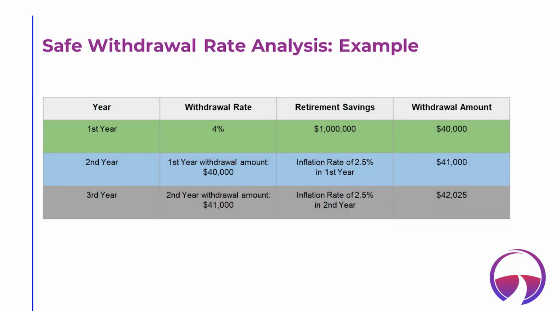In the first year, spending 4% of a $1 million retirement portfolio, you could initially withdraw $40,000. In the second year, we take that $40,000, apply it to an adjusted inflation of 2.5%, and we are now able to withdraw $41,000. In the third year, the same rule applies. We take that $41,000 and adjust it by inflation and get a third year spending number of around $42,000.